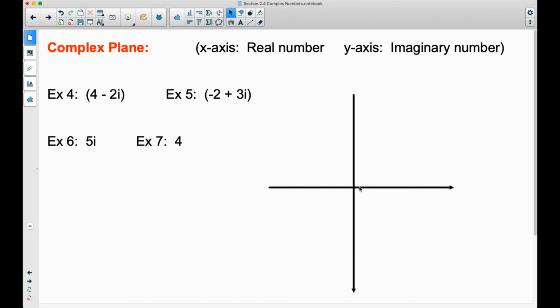So when graphing complex numbers, your x-axis is your real axis and your y-axis is your imaginary. Super simple. But if I was to plot 4 minus 2i, that's the same thing as positive 4, negative 2. Okay? And that'd be it. It's like plotting the point 4, negative 2. Kind of like example 5 would be plotting the point negative 2, 3.